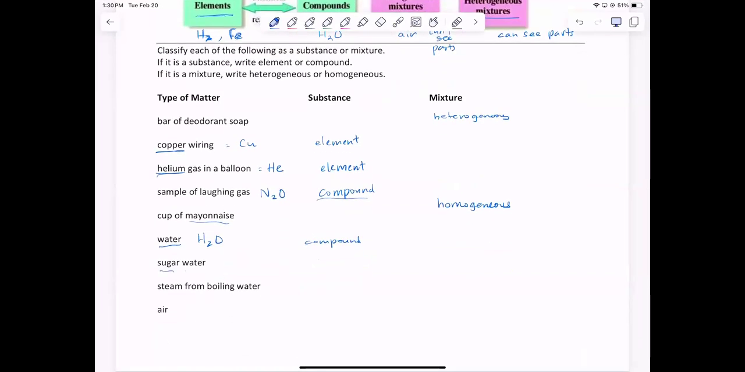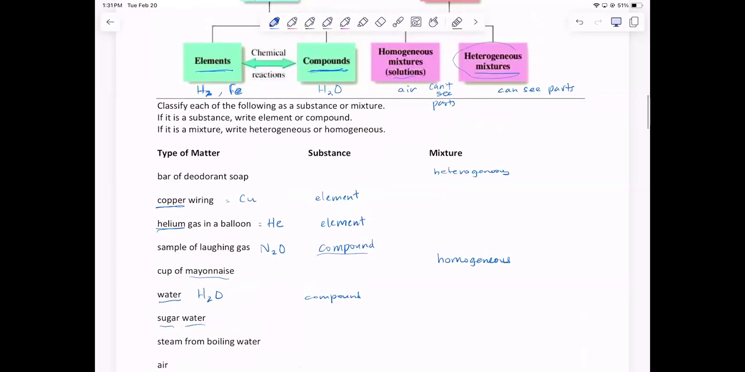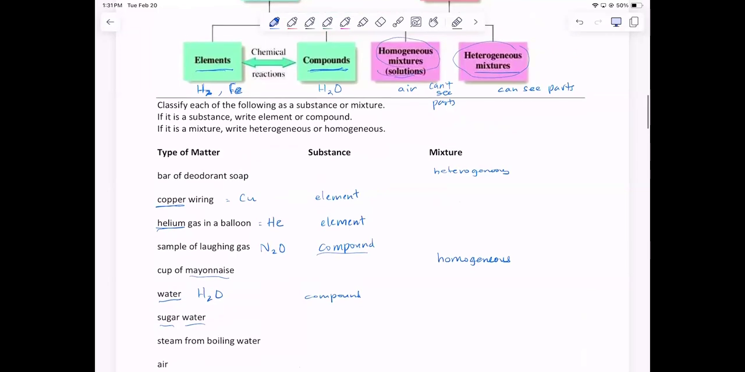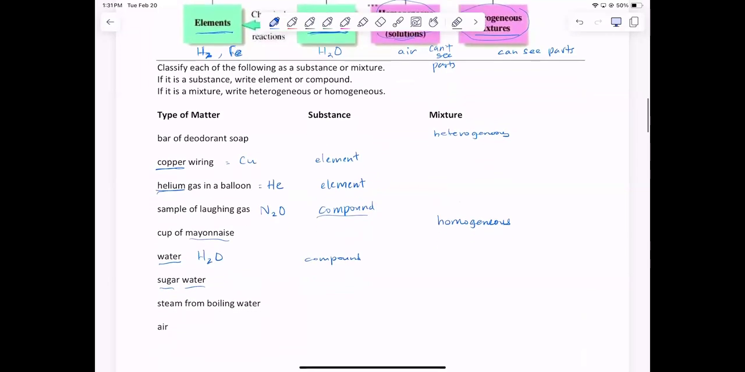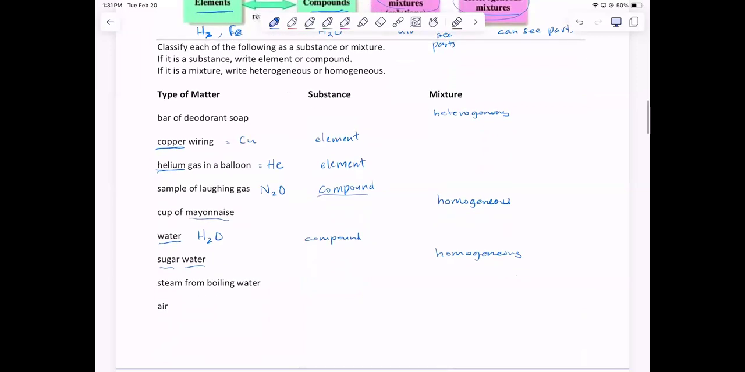Now, when you take sugar and you dissolve it in that water, now you've got two things. That makes that a mixture. And then let's think about, is it a heterogeneous mixture where you can see the parts? Can you see the sugar separated from the water? Or is it a homogeneous mixture like a solution where the sugar has dissolved in the water? And you can't see the sugar once it's dissolved in the water.